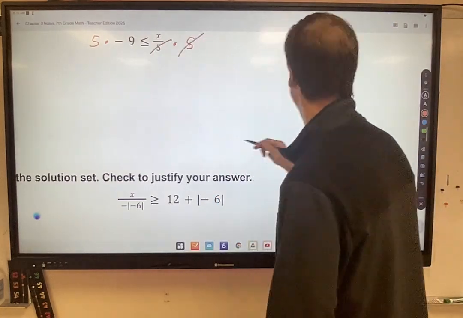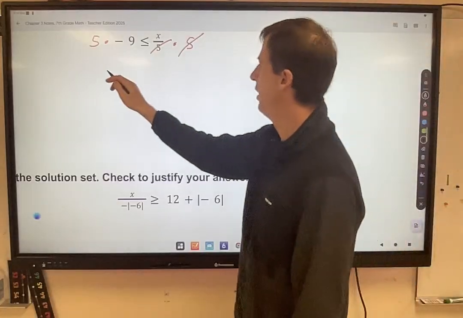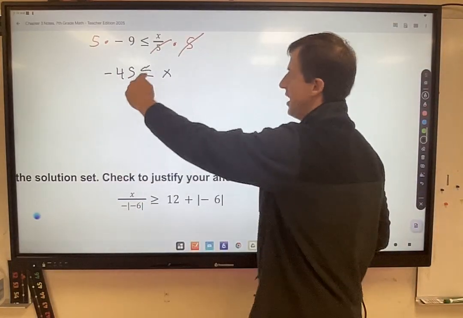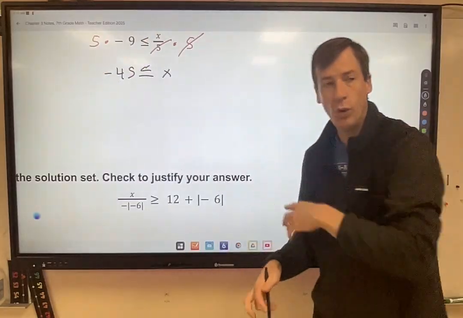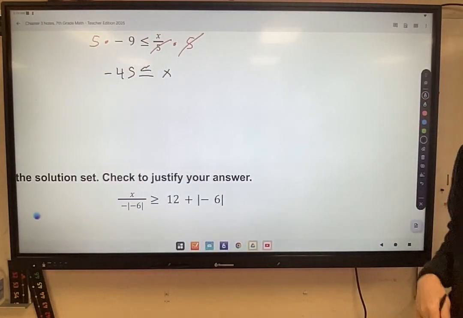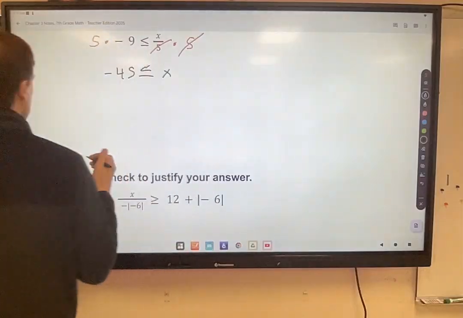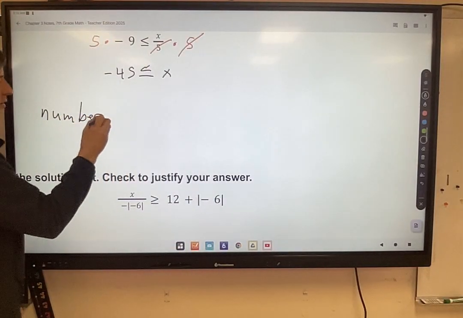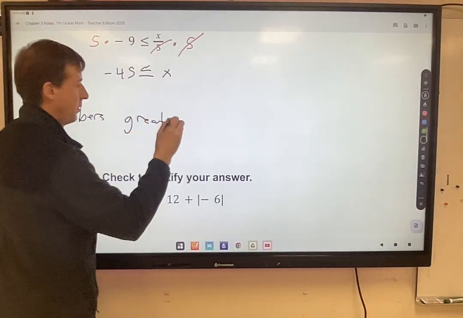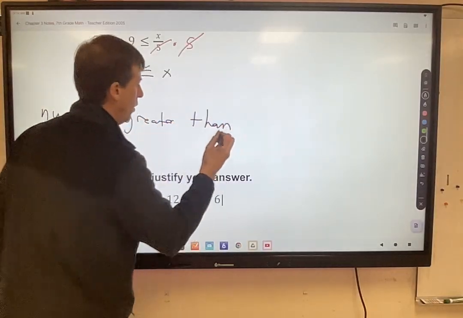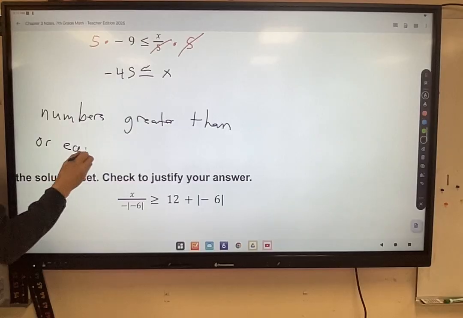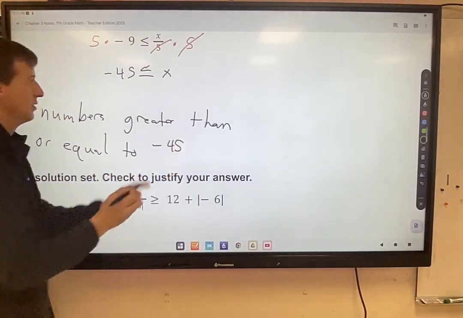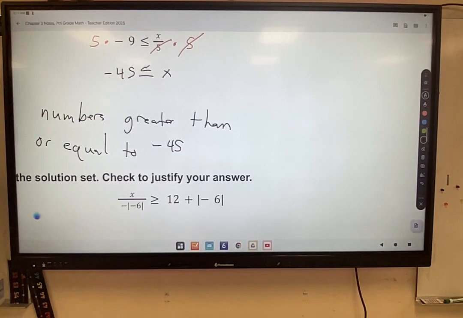So these 5s are going to cancel each other out, and we're going to be left with negative 45 is less than or equal to x. But I don't have to flip the sign because I'm multiplying by a positive. It's only when you multiply or divide by a negative that you flip the sign. Okay, so now I have to write out my solution set, which would just be numbers greater than or equal to negative 45, right? So numbers greater than or equal to negative 45 is my solution set.